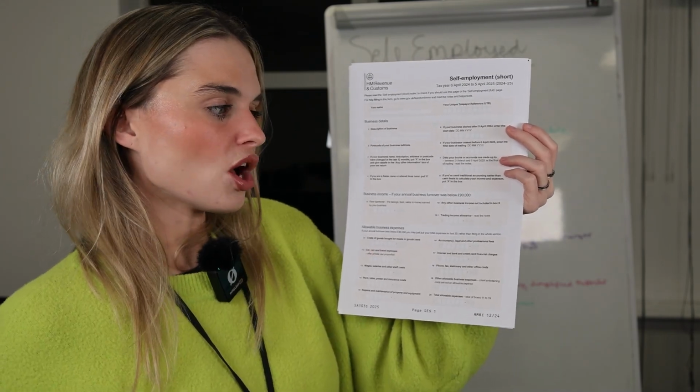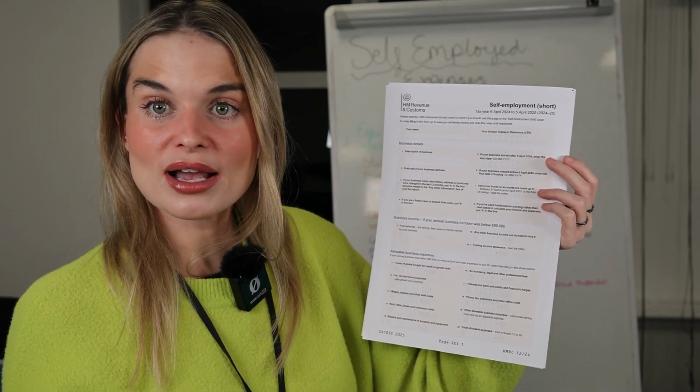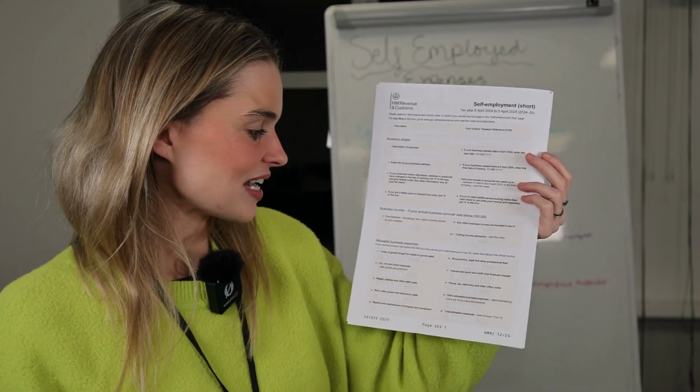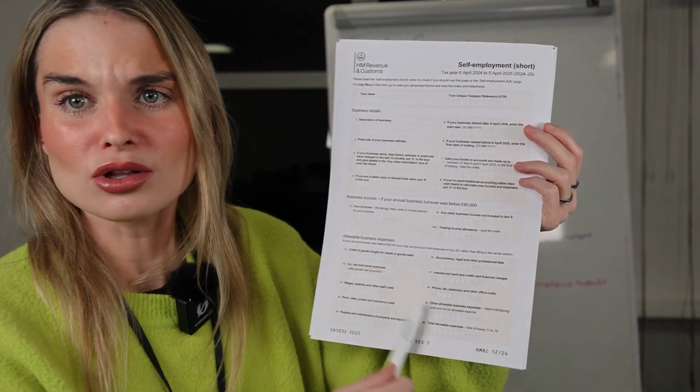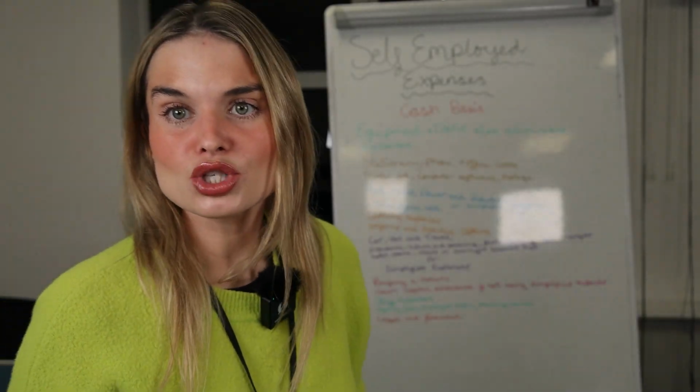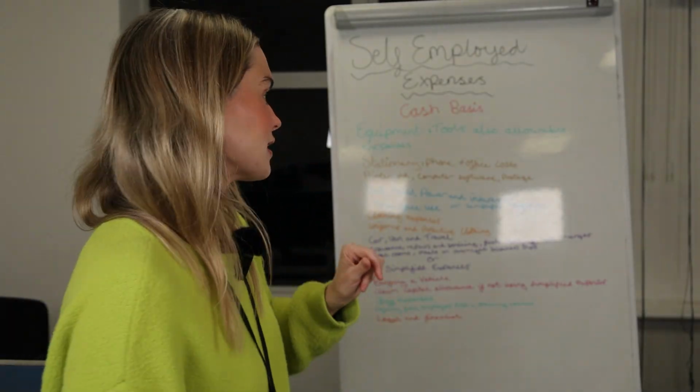Box 10.1 is trading allowance. That's going to be £1,000 for everyone. If you have multiple self-employed businesses that you run, you can't have multiple £1,000. It's £1,000 per person. That is it. Allowable business expenses. Let's have a look at them. I'm not going to go through every single one. Lots of these are absolutely obvious. Now, I'm just going to go through the ones I see most commonly missed.